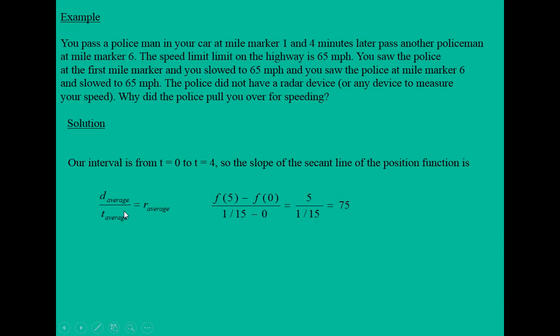So our interval is from 0 to 4, and the slope of the secant line of this position function would be f of 5 minus f of 0. Now, we are converting here, all over 1/15 minus 0, because we're taking the distance over time, and our time was in minutes. And so 4 minutes would be 1/15 of an hour.